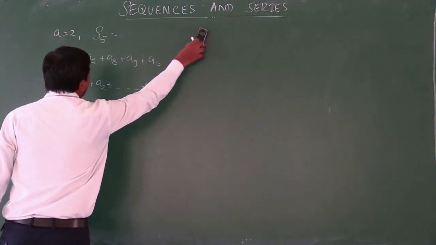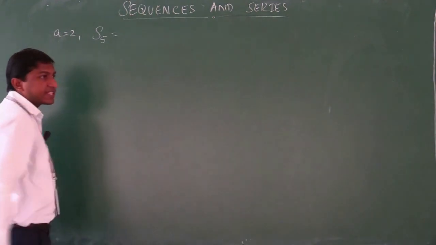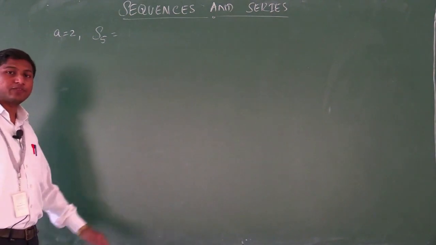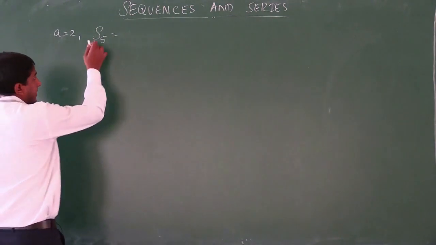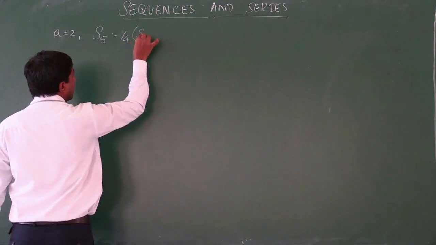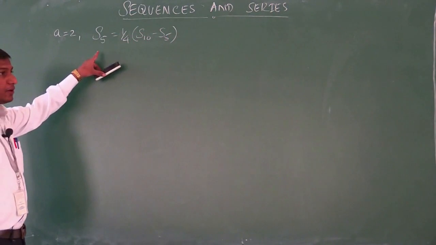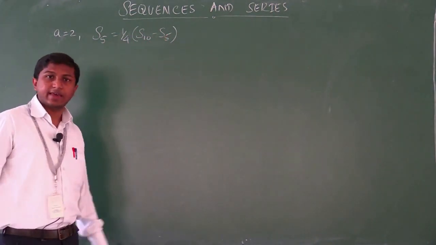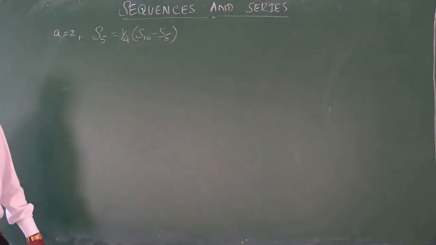But what is given in the question? Sum of first 5 terms is 1/4 of next 5 terms. First 5 terms is S5. Sum of next 5 terms is S10 minus S5. So I can write: sum of first 5 terms is 1/4 the next 5 terms. It is nothing but S5 equals 1/4 into S10 minus S5. So this is the second information given in the problem.